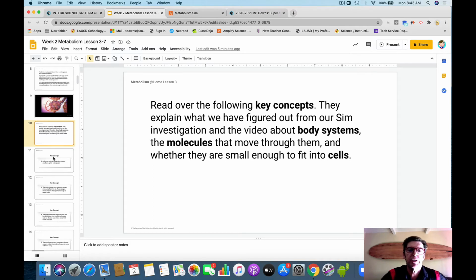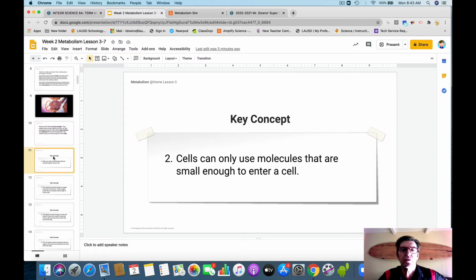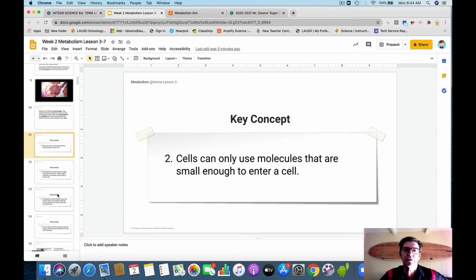But let's go over some of our key concepts here. Body systems, the molecules that move through them, and whether they are small enough to get to cells. They have to be small enough to enter cells. Not everything can enter a cell.